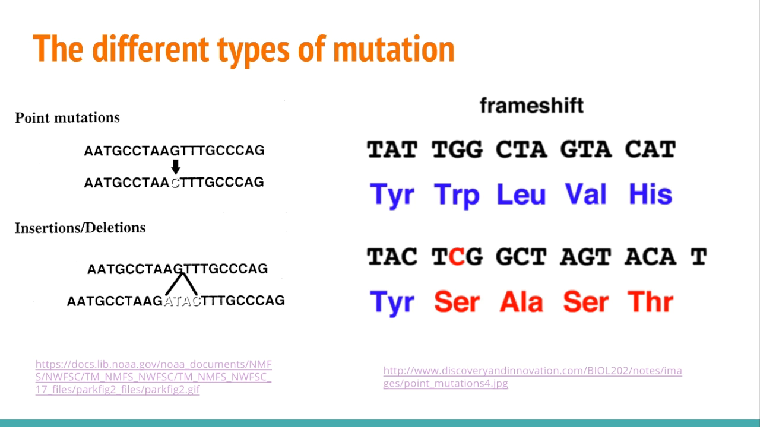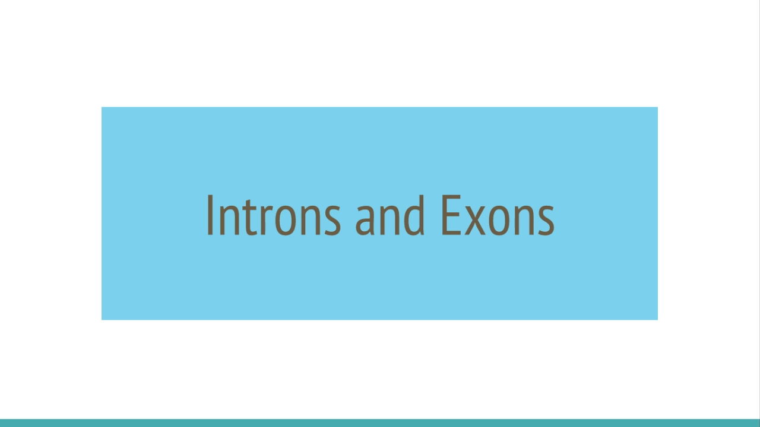This insertion has changed TRP to SER, and all of the rest of the amino acids are different than what they would have otherwise been if there were no mutation. This is perhaps the most damaging mutation because it's so widespread and it affects the whole peptide and the whole protein.